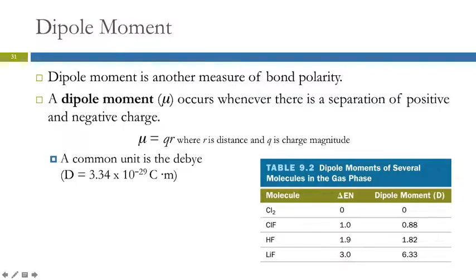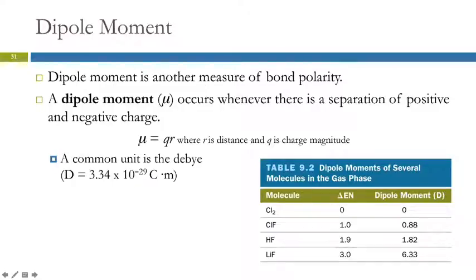So you can quantify this amount of polarity. Dipole moment is a measure of bond polarity. It's given the symbol mu. Dipole moment occurs anytime there's a separation of positive and negative charge. So the dipole moment is equal to Q times R, where Q is the charge magnitude and R is the distance between them. So the farther they're separated, or the higher the charge, the greater the dipole moment.